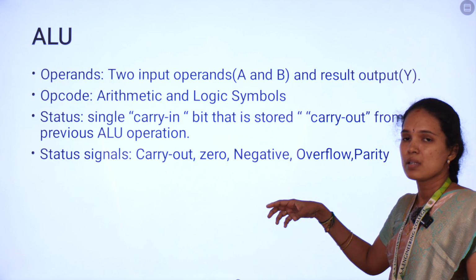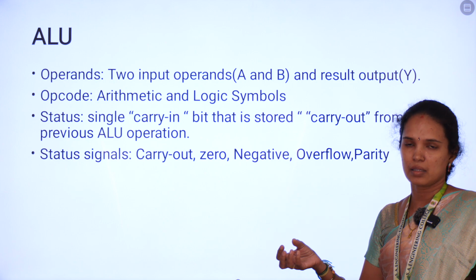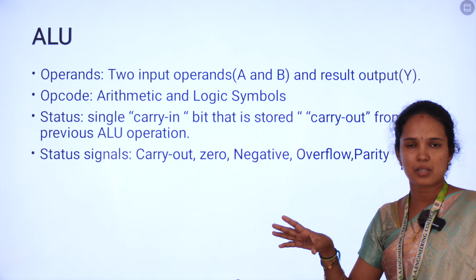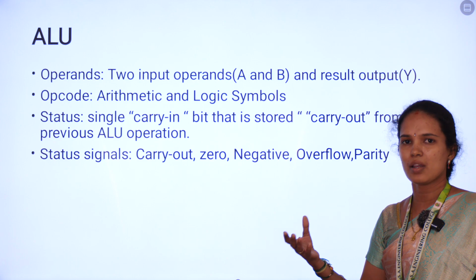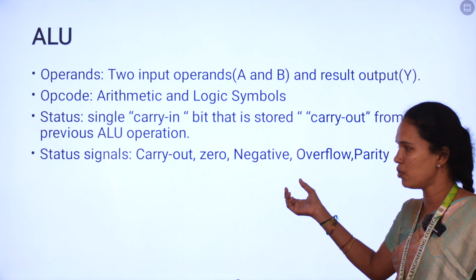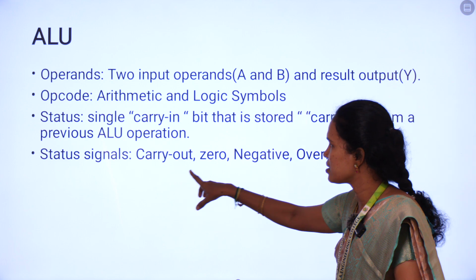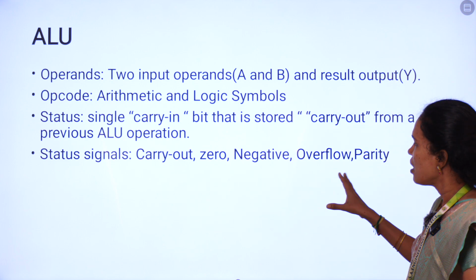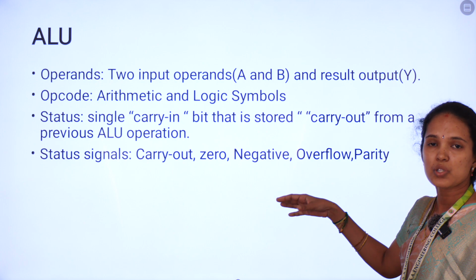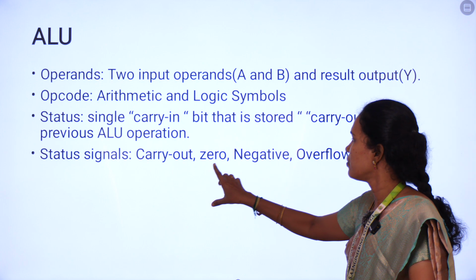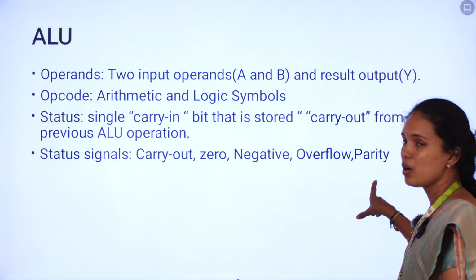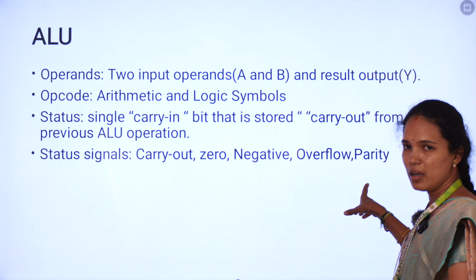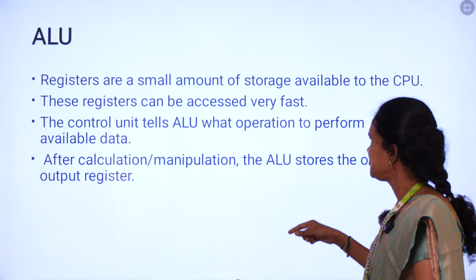And overflow is whether it is exceeding. Suppose I am adding 2 digits, but the result will be 3 digits or 4 digits. That we will call an overflow. Okay, so these are some status signals. Most probably these 5 statuses only: either it will be a carry out, or 0, negative, overflow, or parity. Parity is for an even or odd number.